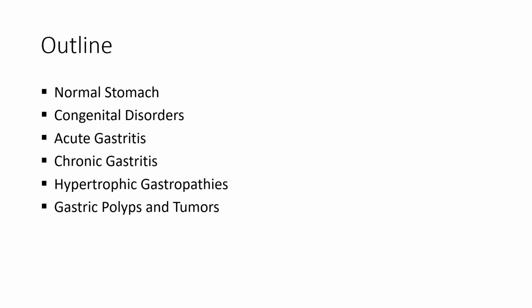In order to achieve these learning outcomes, this is the outline that we will follow. We will start first by reviewing the histology of the normal stomach, and then we will go to the congenital disorders and then inflammatory conditions, including acute gastritis, chronic gastritis, their complications, and then we will briefly go over the hypertrophic gastropathies and finally the gastric polyps and tumors.